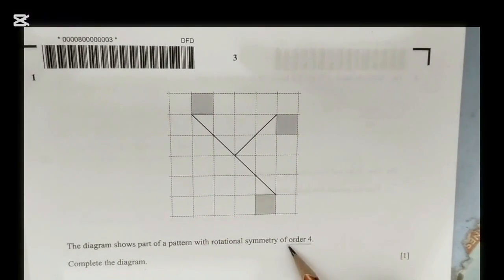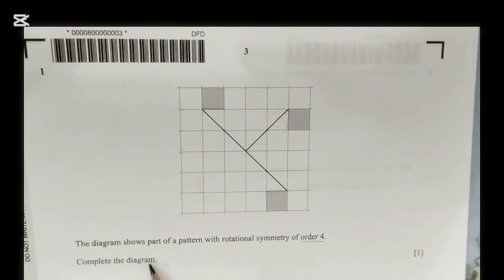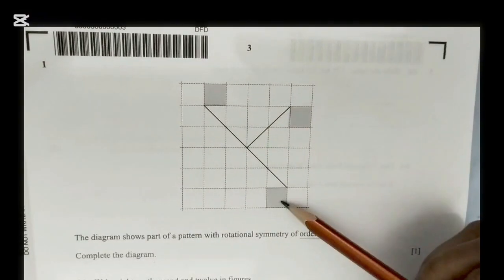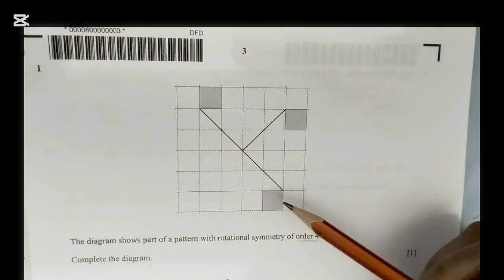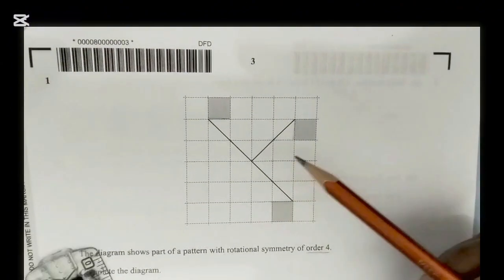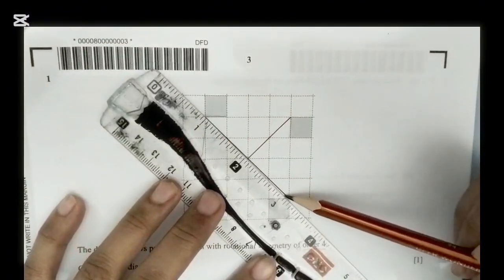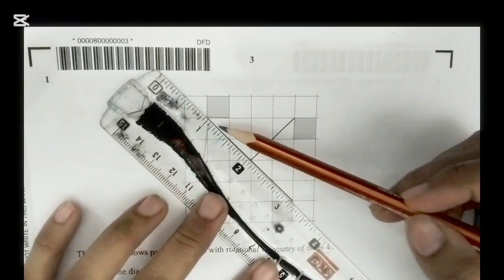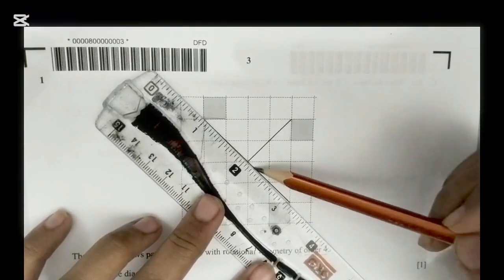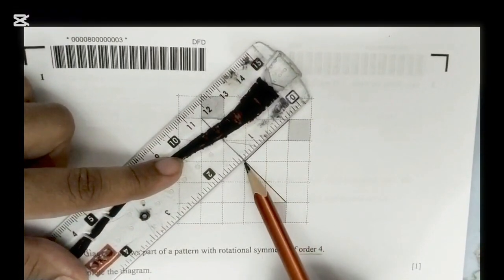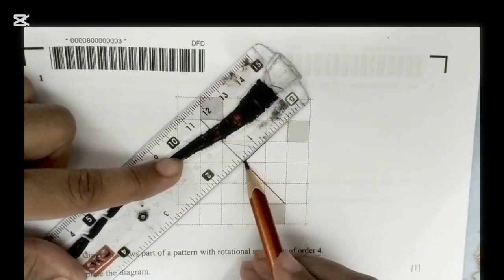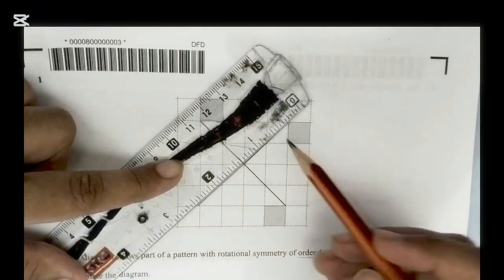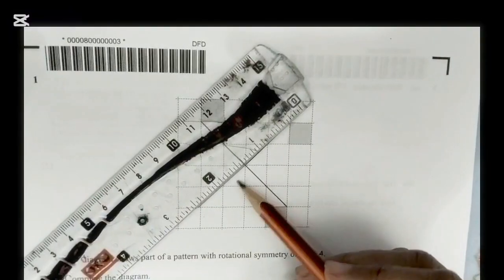Okay. Now question number 1: the diagram shows part of a pattern with rotational symmetry of order 4. Complete the diagram. It means that 3 of the boxes are shaded and we have to shade the fourth one. Can you see this line? There are 2 blocks on this side and 2 boxes on this side. So we have to cover 2 boxes on this side as well. I'm extending this line. You can see 2 blocks on this side and 2 on this side.